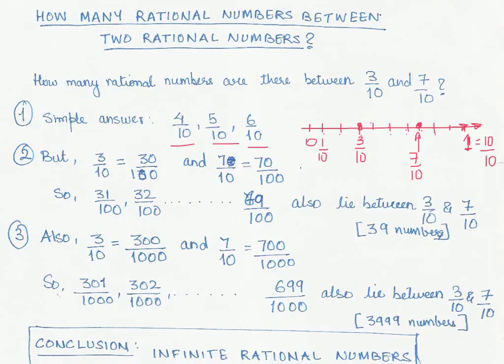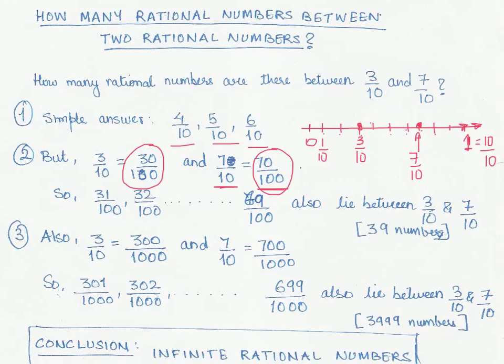Can I write 3 by 10 as 30 by 100, multiplying both the numerator and denominator by 10? And we can also write 7 by 10 as 70 by 100. So what has happened here is that we have divided the distance from 0 to 1 into 100 parts instead of 10 parts. And therefore we now have more choice of numbers, which means I have to find the rational numbers between 30 by 100 and 70 by 100.